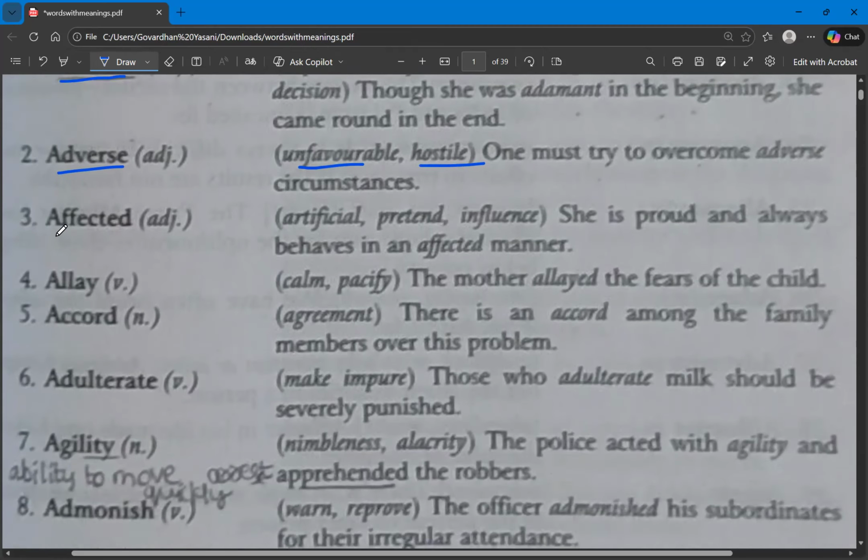The next one is affected. Affected means something that is artificial or pretending or influence. So she is proud and always behaves in an affected manner. So she's proud of her artificial manner. So we see people who try to fake things, who try to pretend things that they are not. So that is called affected. And what is the meaning? Something that is artificial or pretending or influence.